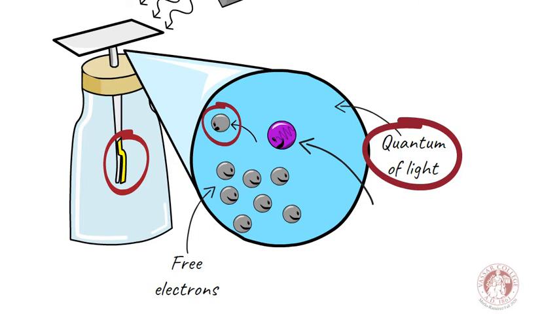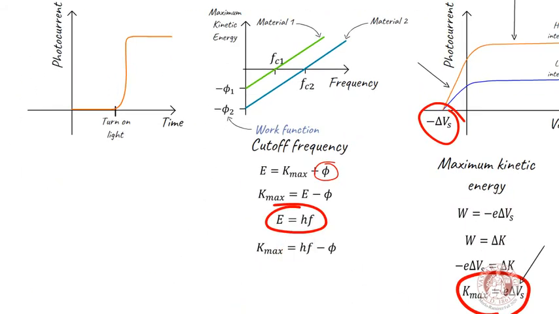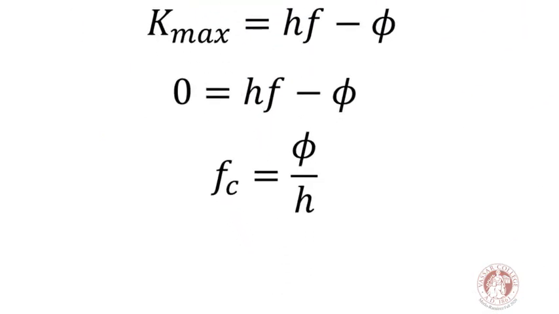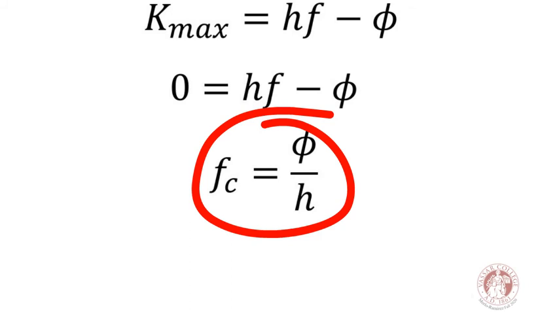If we use this definition of energy, then we can see that the maximum kinetic energy of a photoelectron is written as follows. Also, if we suppose that the kinetic energy is zero, meaning the photoelectrons do not move, then we have the following. From the last equation, we can calculate the minimum frequency at which the photoelectrons can be extracted from the surface of the anode.